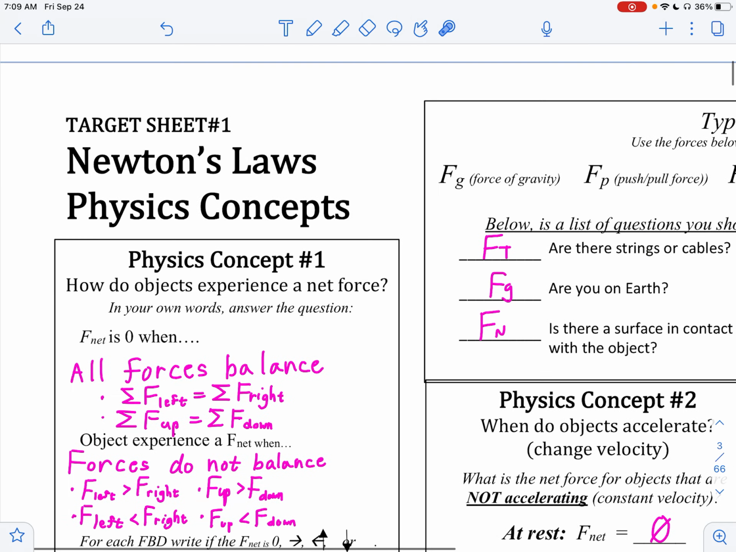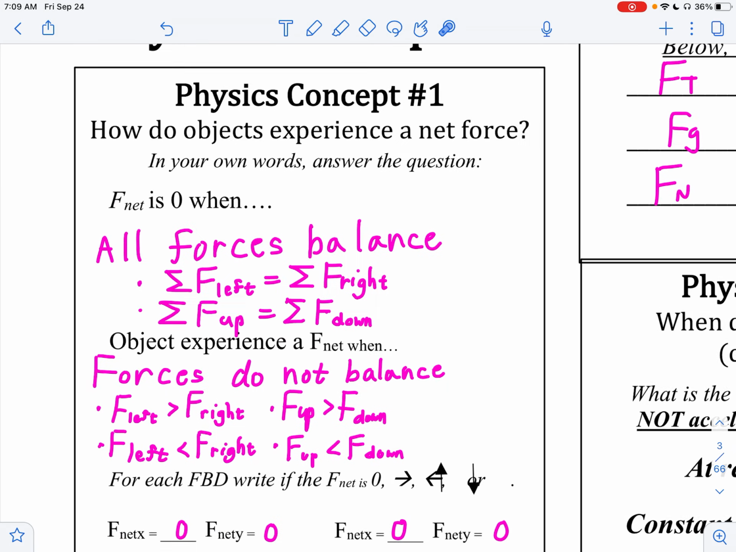We have three big physics concepts here with Newton's laws. So physics concept number one, how do objects experience a net force? So net force is not a force. It is just the answer when we add up or combine a bunch of forces. Another way to think of it is, is there any force left over? If there is, then we have a net force. If there isn't, after we combine all the forces, if there's no force left over, then we don't have a net force. So the net force is zero when all the forces balance.